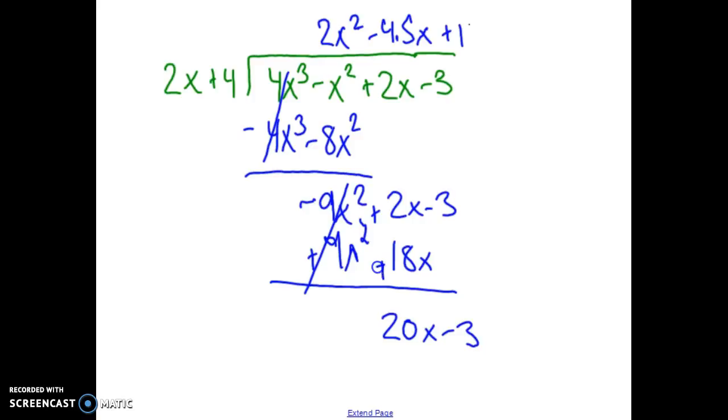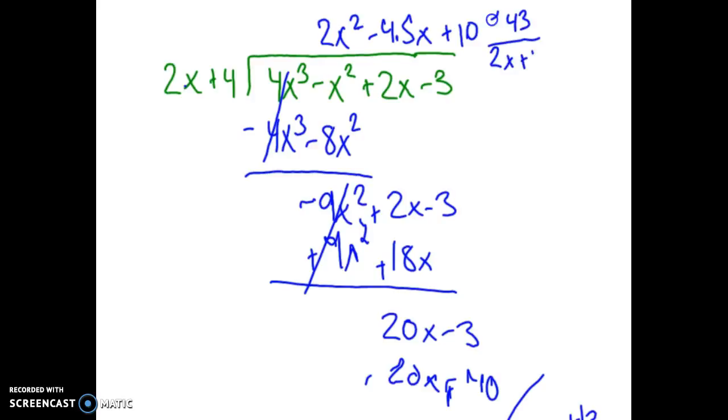So I'm going to do plus 10. 10 times 2 gives me the 20x. 10 times 4 gives me the 40. The pen doesn't calibrate well. Switch both of these to subtraction, and I get negative 43. So my remainder is, sorry, I gotta go over here. My remainder is negative 43 over 2x plus 4. And so this is my final answer.